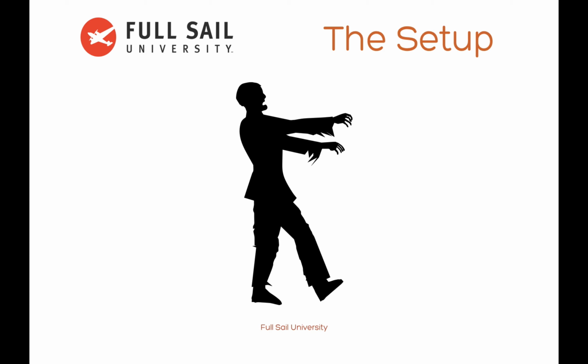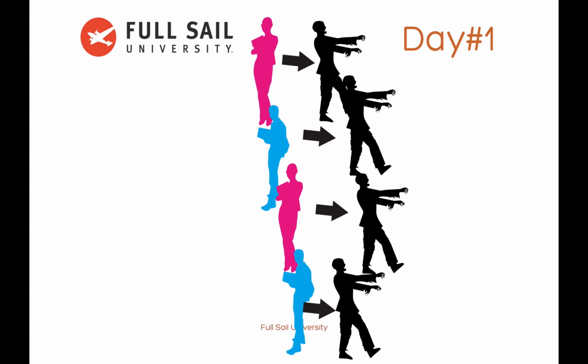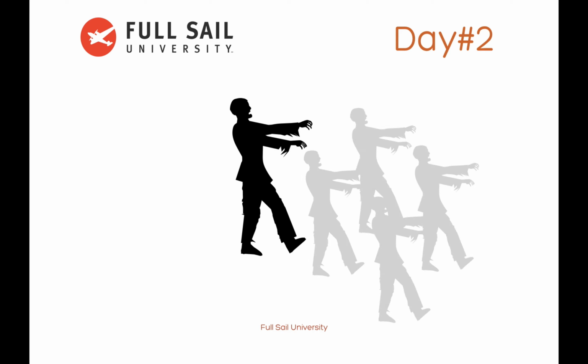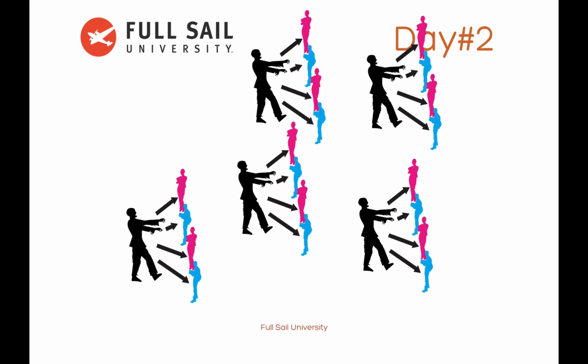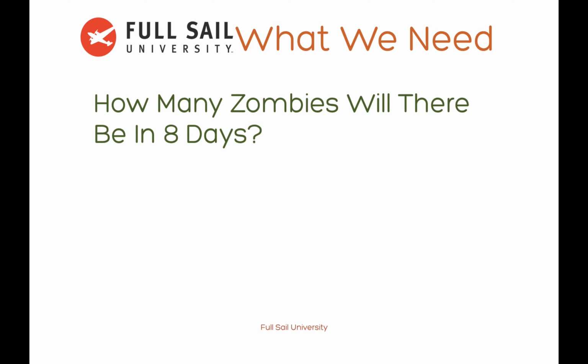And on day number 1, this one zombie is going to go out and bite 4 other students. Now, during that day, those 4 students will transform into 4 zombies. So they're going to become the zombies. So at day number 2, we still have our initial zombie, but now he has the 4 new zombies. So we have 5 zombies in our zombie horde. Now, those 5 zombies will each go out and bite 4 more people. So this becomes an exponential problem. So what we need to figure out here is how many zombies will there be in 8 days?